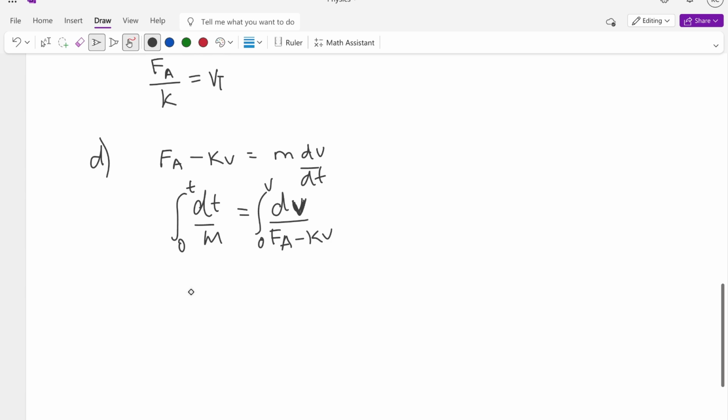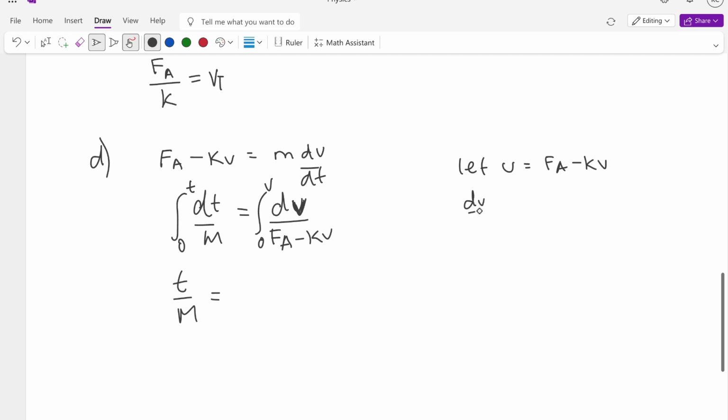And then if you integrate, this is just going to be t over m, and that's going to be equal to, so actually we can take the 1 over negative k, because that's the constant. If you were to do a u substitution, since Fa does not have the v variable attached to it, if you were to differentiate this part, it would just go to 0. So we just have, okay, so I should do that actually. Let u equal Fa minus kv.